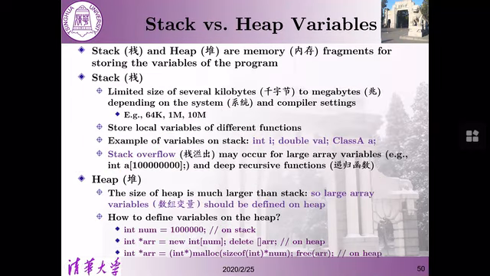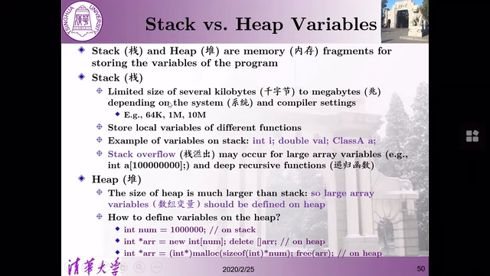Okay, then there's stack and heap. So stack and heap are the memory fragments for storing the variables of the program. For stack, it has a limited size of kilobytes or megabytes, depends on system and compiler settings. It stores local variables and different functions. So these are the examples. If we define some variables in this way, then these variables are stored on the stack.